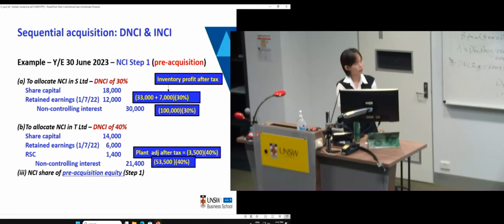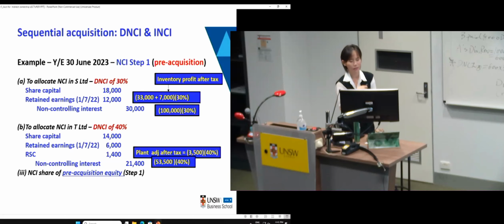Now you can always verify this number. Now how to verify that? On the acquisition day, NCI is equal to its proportionate share of the subsidiary's FVNA. So what is the FVNA on acquisition day? 100,000, right? So 100,000 times 30%, you get 30,000.